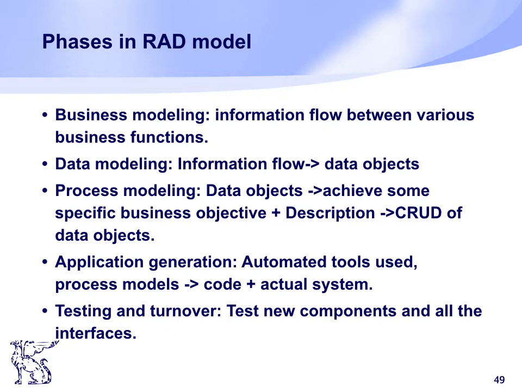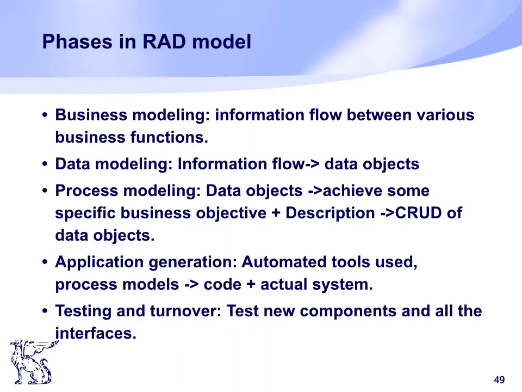The next phase is application generation. The actual system is built and coding is done by using automation tools. So you will use automation tools here to convert process and data models into actual prototypes.